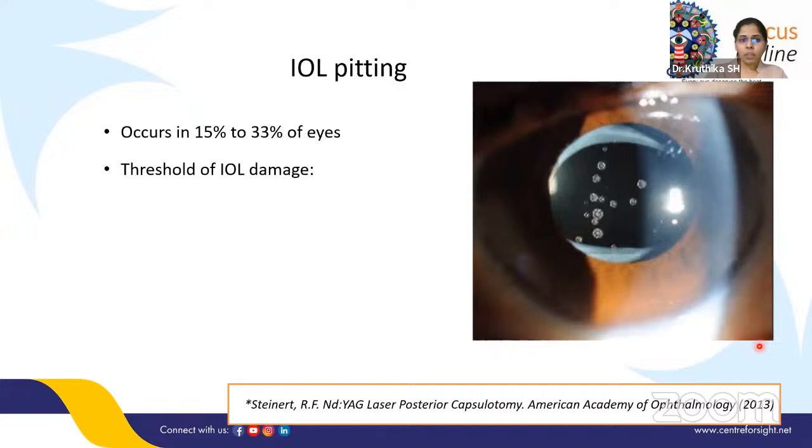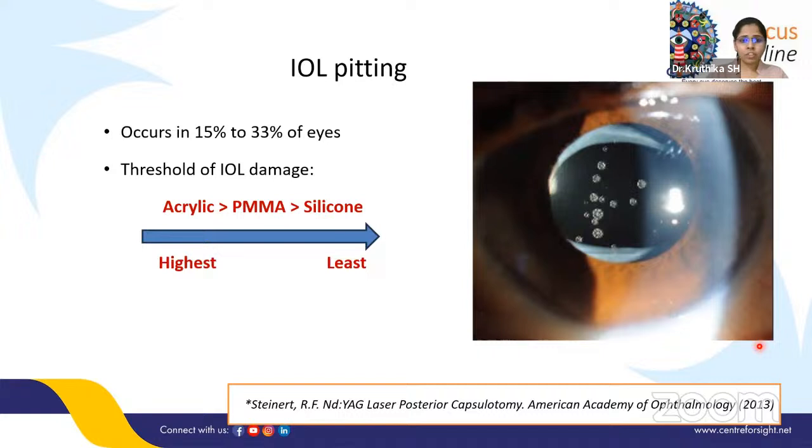The second complication being IOL pitting, which we are all scared of, occurs in 15 to 33% of eyes. The threshold of IOL damage here is higher for acrylic lenses than for PMMA, and than for silicon. That is, in case of silicon IOL, the risk of IOL pitting is much higher compared to acrylic IOL.